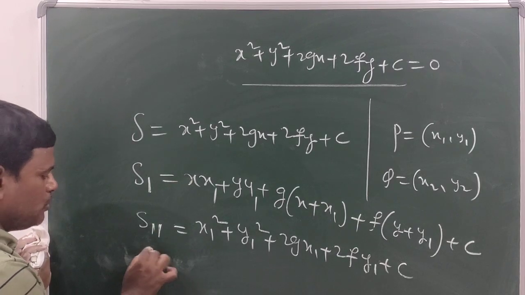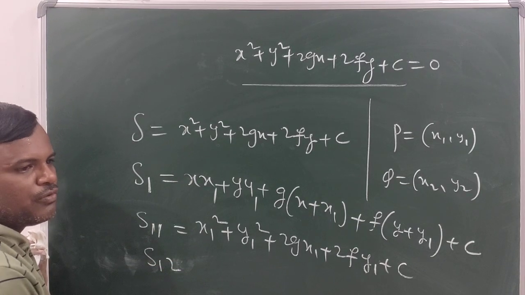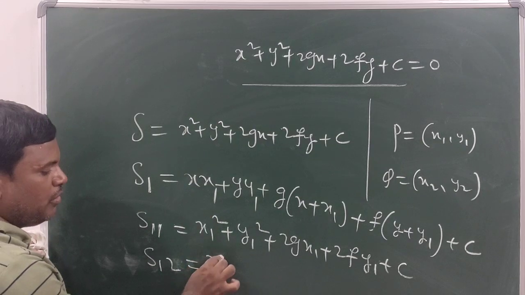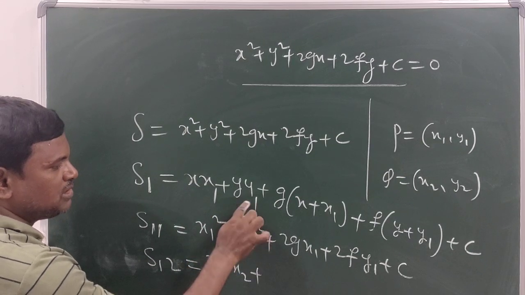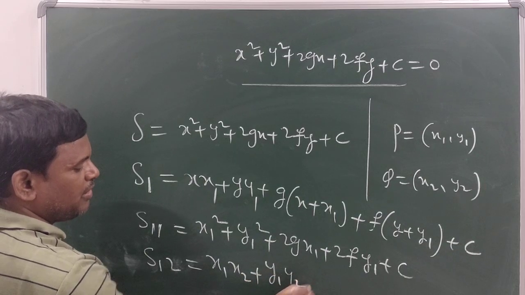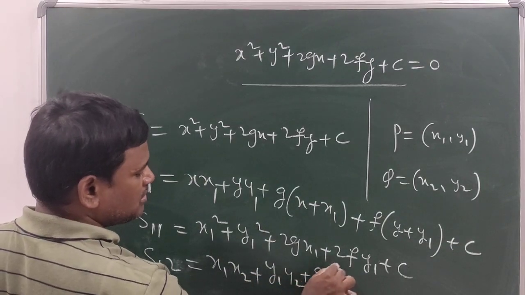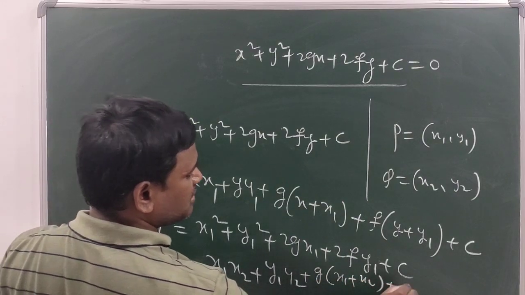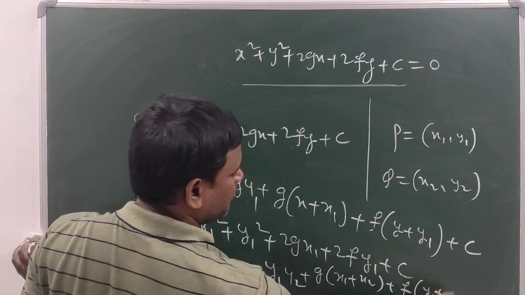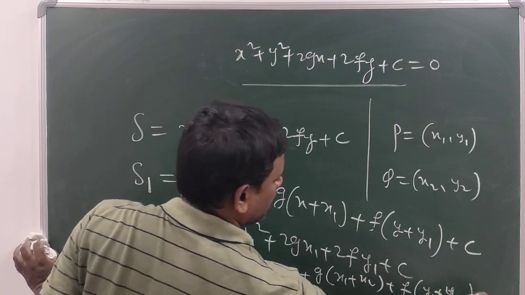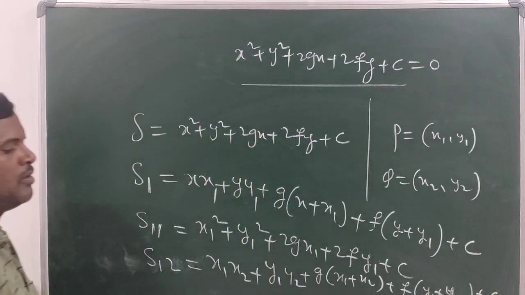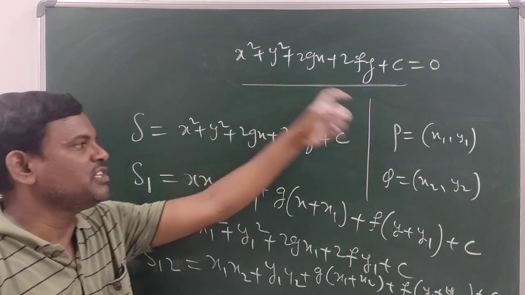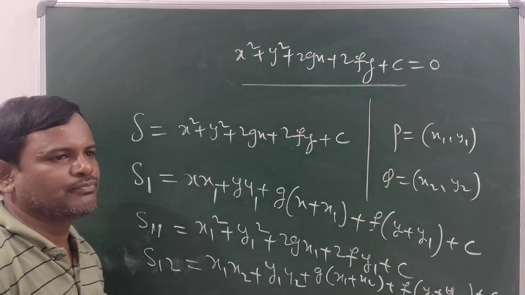Suppose you want S12, what you have to do? Here you have to write like this: x1 x2 plus y1 y2 plus g of (x1 plus x2) plus f of (y1 plus y2) plus c. Okay, so these are the notations of this circle with respect to this P and Q.